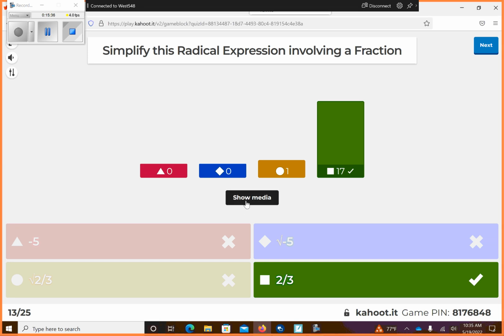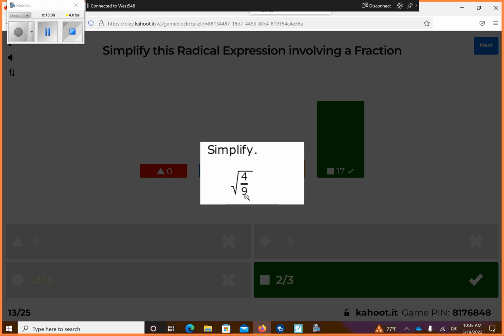Person who missed it, do you see how you missed it? Square root of 4 is 2. Square root of 9 is 3. So 2 over 3 should be your answer.